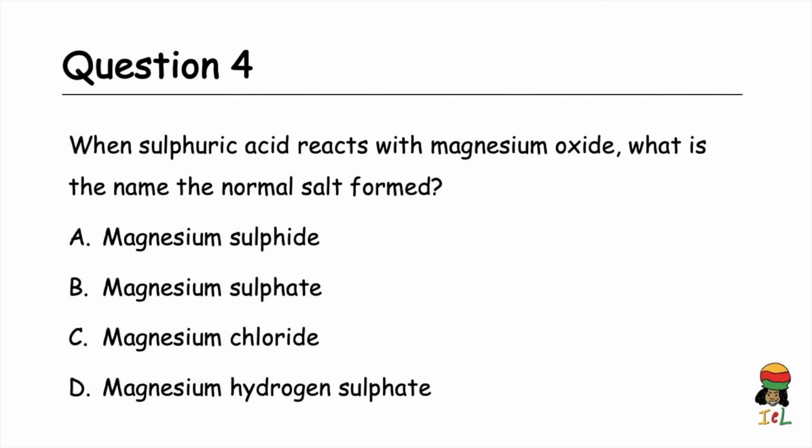Question 4. When sulfuric acid reacts with magnesium oxide, what is the name of the normal salt formed? A. Magnesium sulfide. B. Magnesium sulfate. C. Magnesium chloride. D. Magnesium hydrogen sulfate. The answer is B. Magnesium sulfate. The acid used is sulfuric acid, so therefore we know it forms a sulfate salt, and we obtain the name of the metal from magnesium oxide. The metal there is magnesium, so as a result, the name of the salt is magnesium sulfate.